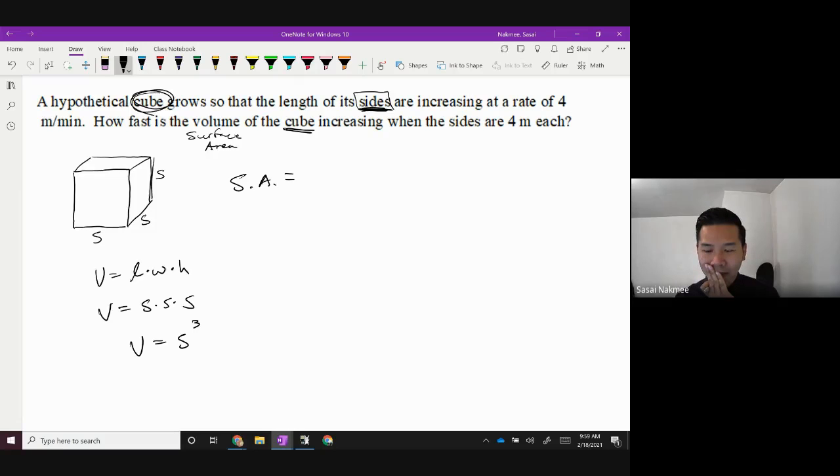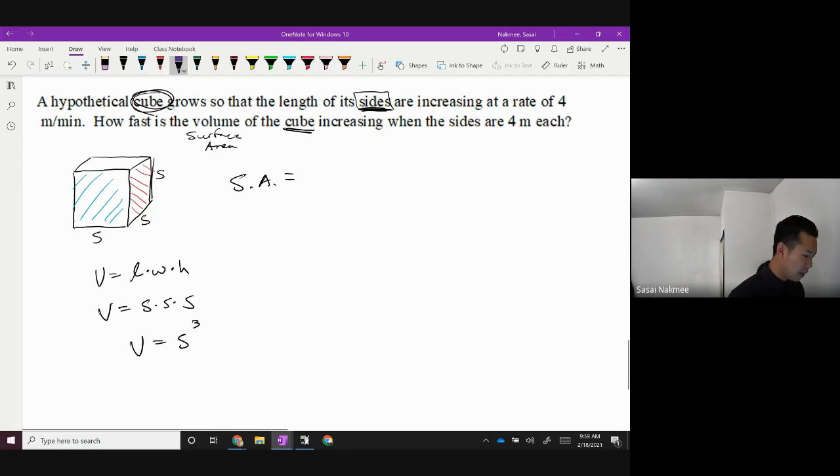Length times width times 6. Yeah, that's it, Monica. There are 6 sides, right? And when you're calculating surface areas, you're calculating the area of each of the faces. So there's one face, there's a second face, there's a third face, right? And then, of course, there's the back side, the left side, and the bottom side. So there's 6 sides in total. So that's why it's times 6.